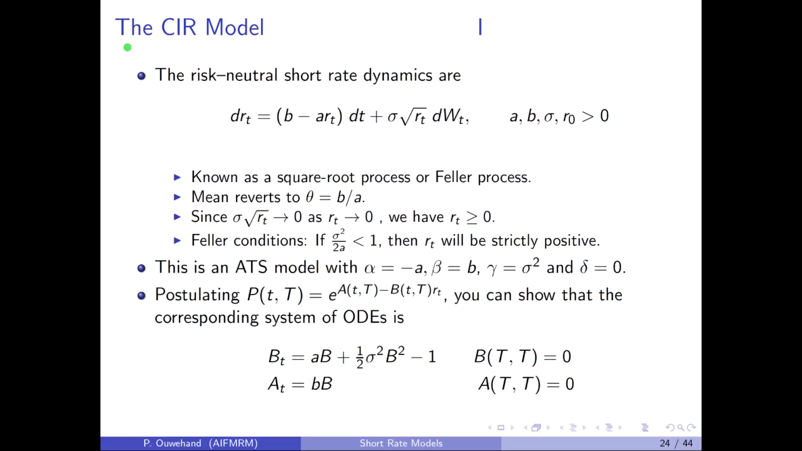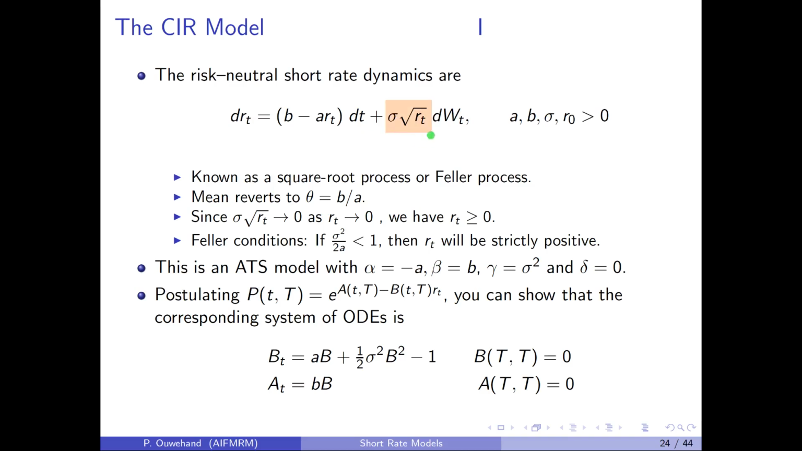Next, let's consider the Cox-Ingersoll-Ross model. Here the risk-neutral dynamics take the following form, where a, b and sigma as well as the initial short rate r_0 are strictly positive constants. This is also known as a square root process or a Feller process, and as I have already mentioned, will also play an important role in the Heston stochastic volatility model. In the above formulation, the short rate mean reverts to a level theta equal to b over a.